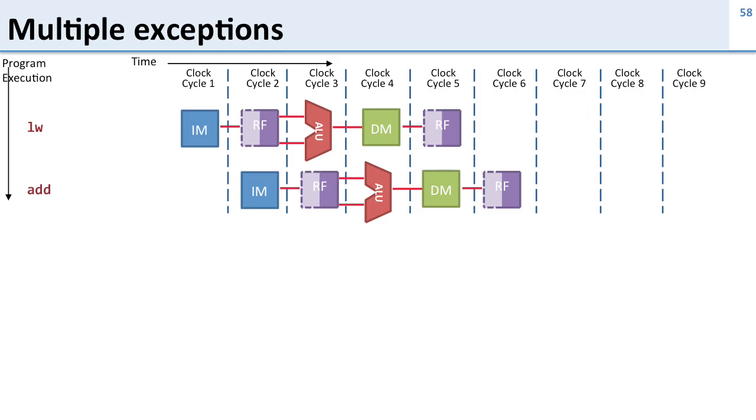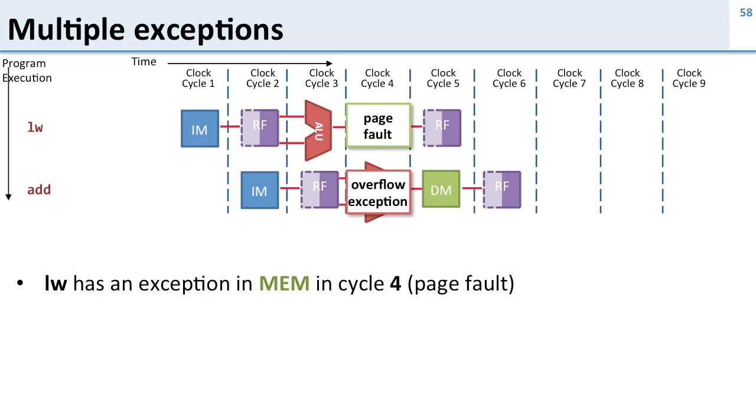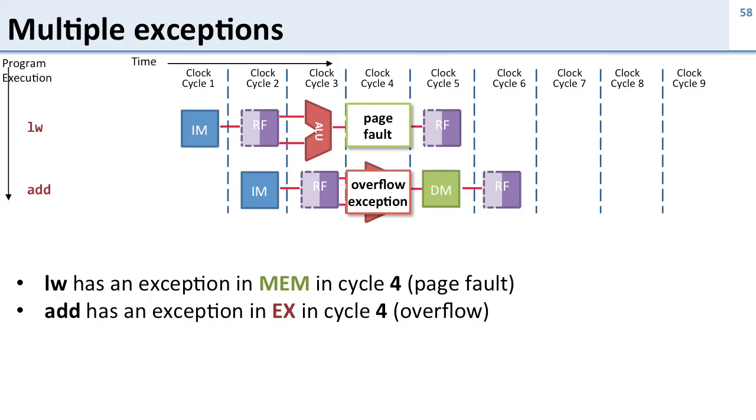We can also have tricky things happening in the pipeline with exceptions. We can have multiple exceptions at once. So here's the same code, but now imagine we have a page fault in the load word instruction when we get to access the memory. That is, it's trying to access data that isn't in memory yet. And at the same time, the add instruction generates an overflow exception in the execute stage. So now we have 2 exceptions generated by 2 different instructions in the same cycle. So load word has an exception in the mem, and add has an exception in the execute stage.